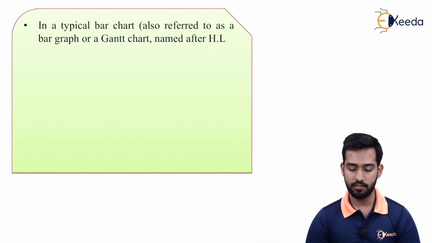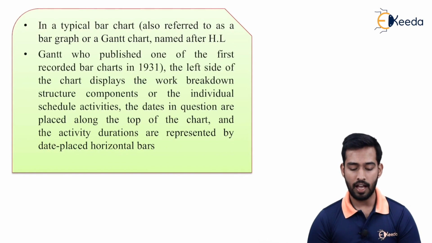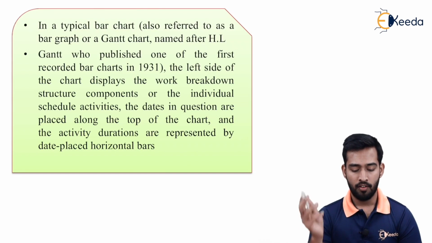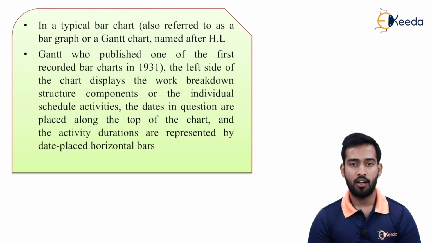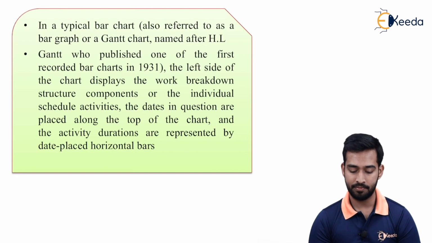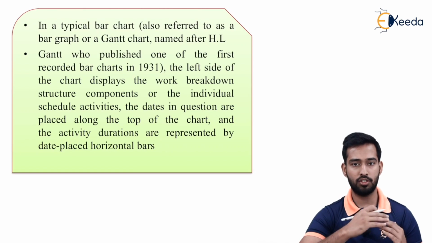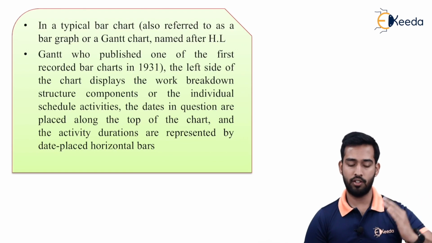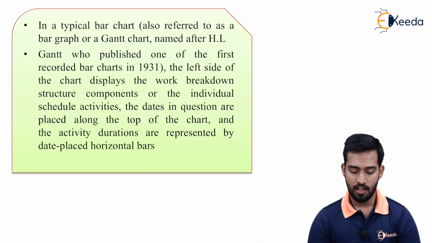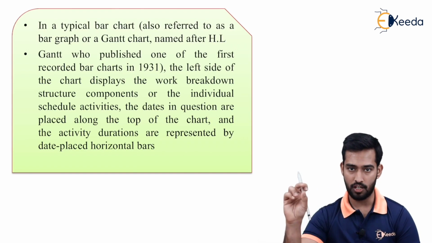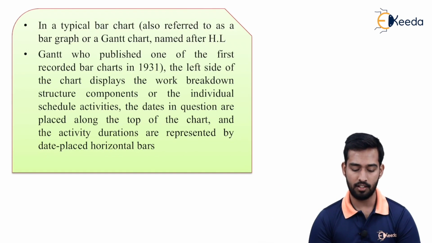A typical bar chart is also referred to, as I already discussed, as a bar graph or Gantt chart. The Gantt chart was first published and recorded as a bar chart in 1931. The left side of your chart displays the work breakdown structure, so your work is divided into different activities. The dates are placed along the top of your chart, and the activity durations are represented by bars placed horizontally.